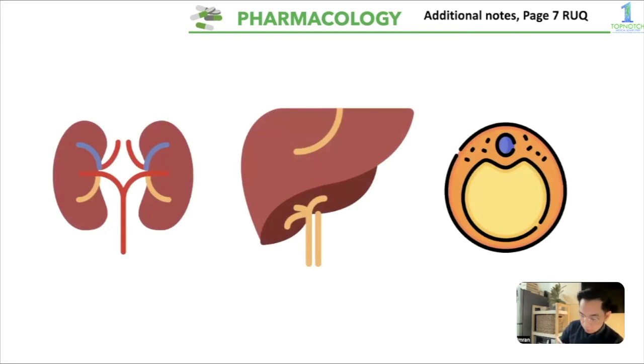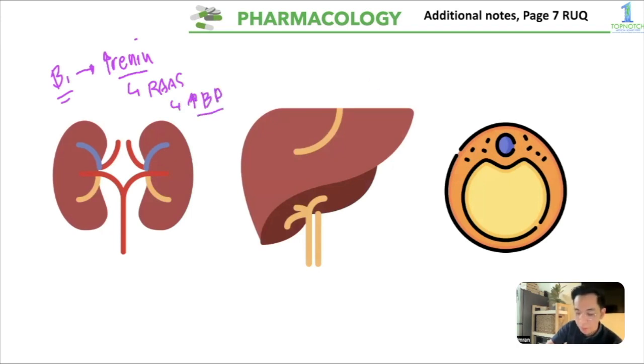Okay, next we have the following organs. In your kidneys, you also have your beta-1 receptor. When you stimulate your beta-1 receptor, particularly in fight or flight reactions, you increase the release of renin. And increasing the release of renin will activate our RAAS system, increasing the blood pressure. That is why you usually see increased blood pressure in fight or flight responses.